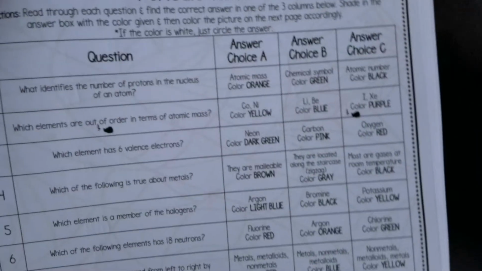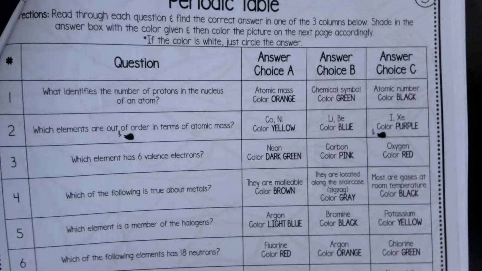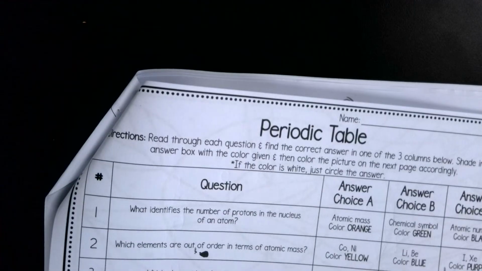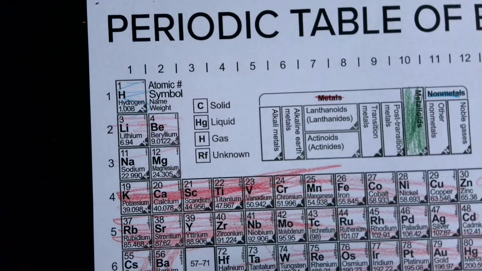All right, so flip. Now we're going to get to the coloring. But let's first do our answers. Oh, no. Let's first label our groups on here. So grab your periodic table. We're going to label them. Label it on yours, your blank one, okay?